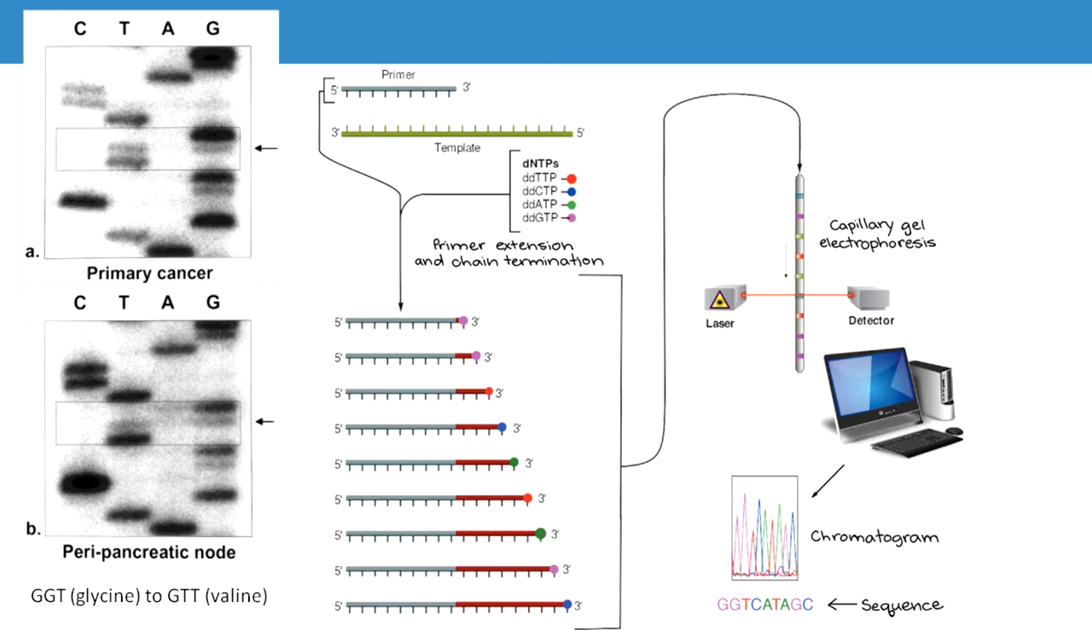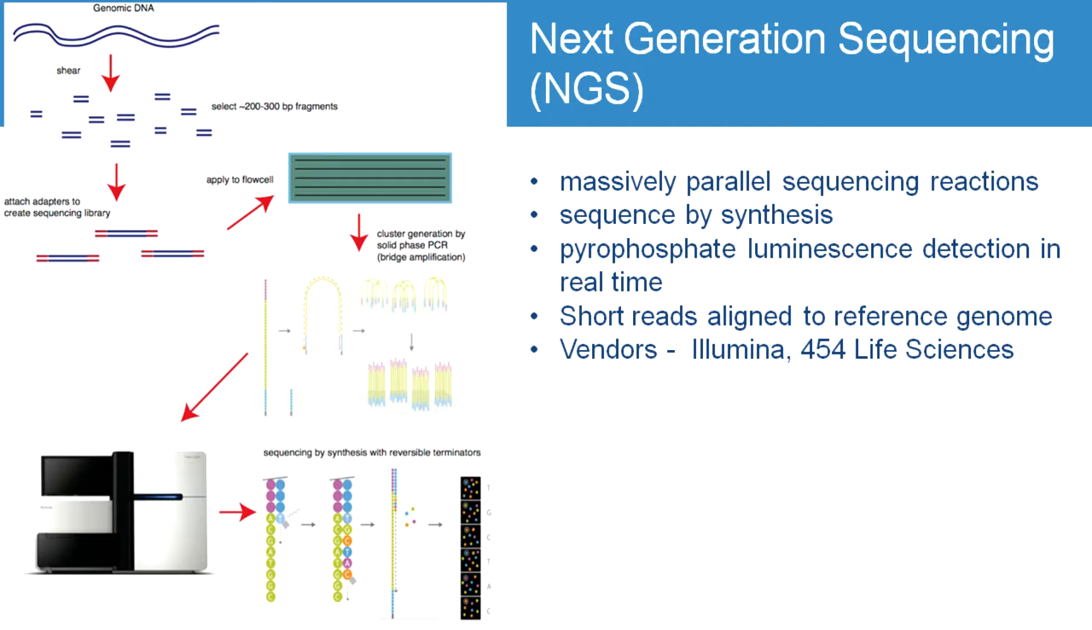So it's basically this same technology, but run a little fancier and nicer, and it's more automated. This is a very manual process. So that's the first generation Sanger sequencing.